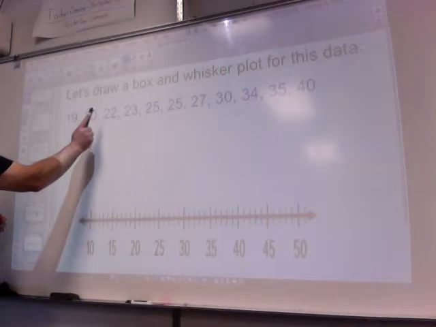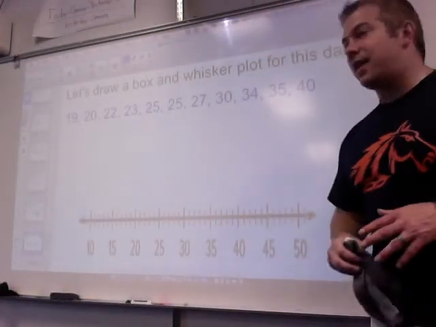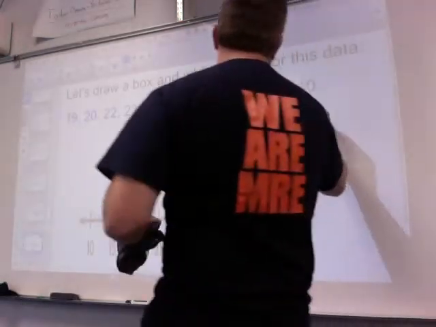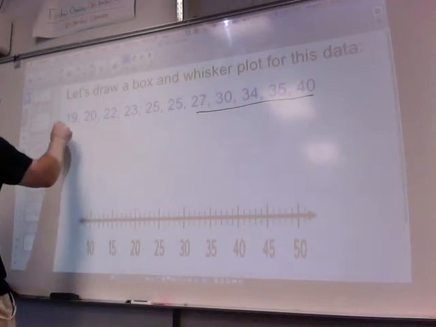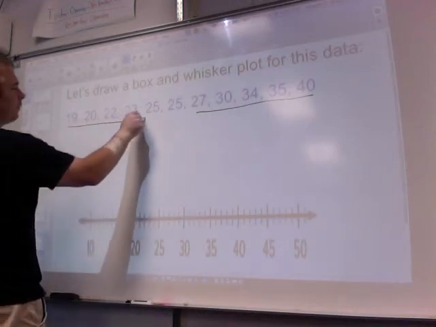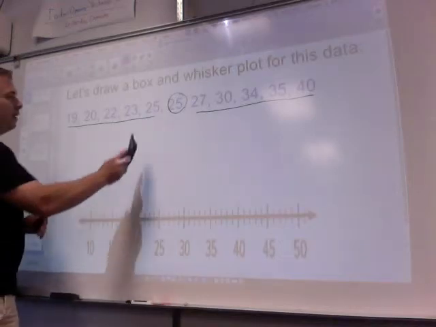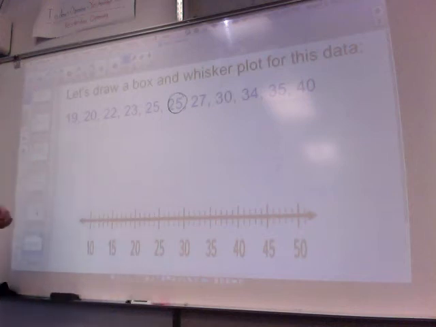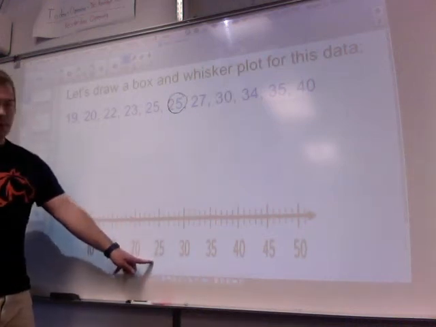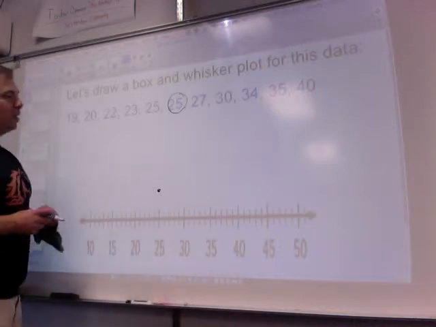So, 1, 2, 3, 4, 5, 6, 7, 8, 9, 10, 11 numbers. Doesn't get any better than that. That means I will have 5 on one side, 1, 2, 3, 4, 5, and 5 on the other, and 25 is my median, right in the middle. All right, moving on. I have my median of 25. So I might as well draw my dot right now for that. There's 25 on my chart. I'll put a nice dot right there for my median.